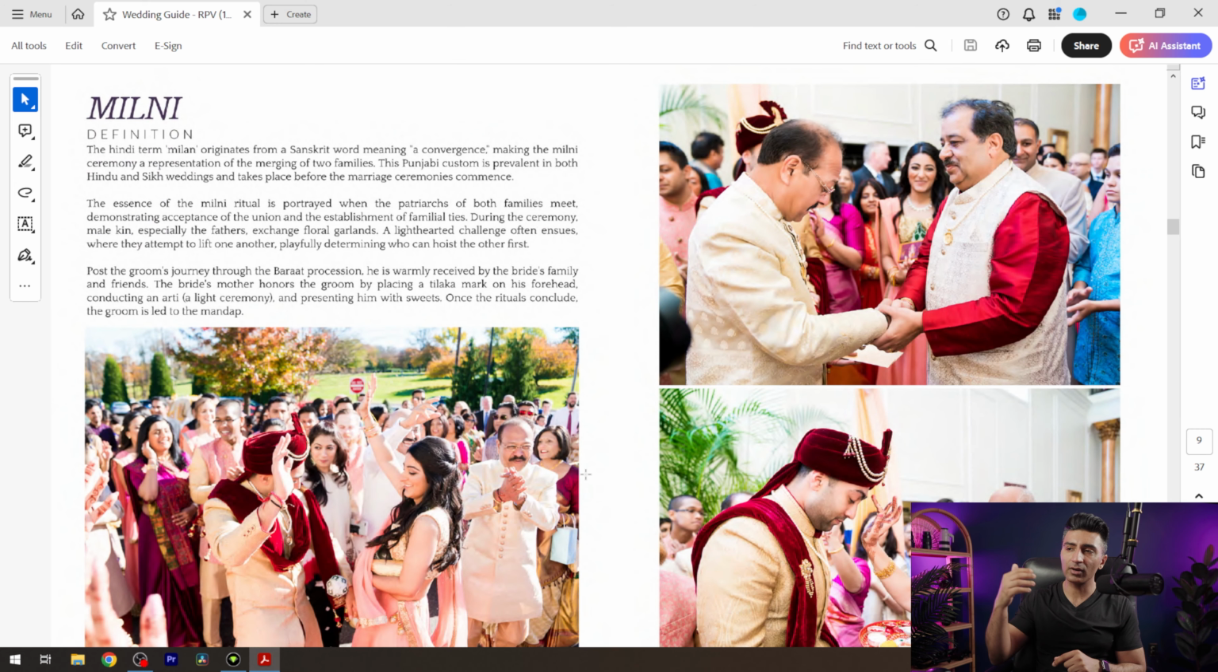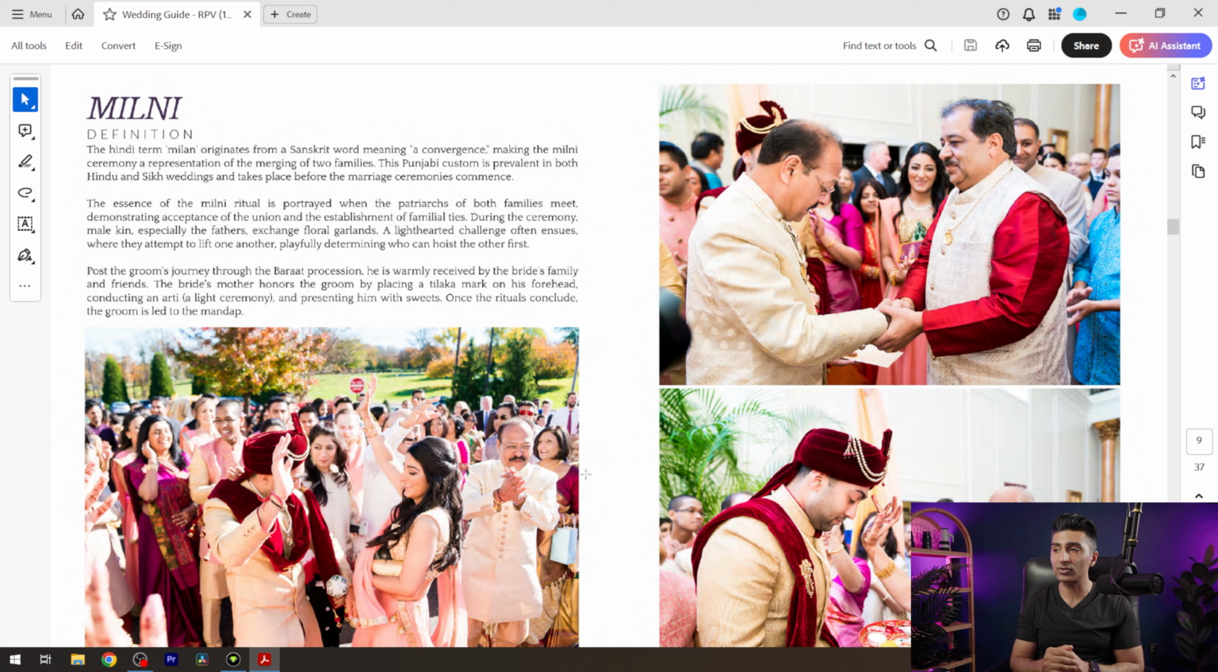Okay. The next step of the Indian wedding is the milni. The milni is where both sides of the family meet. So dad with dad, mom with mom, uncle with uncle, cousin with cousin. Generally, from a photography point of view, we're capturing each of those relationships, and you will then use a varmala or a garland and greet one another.